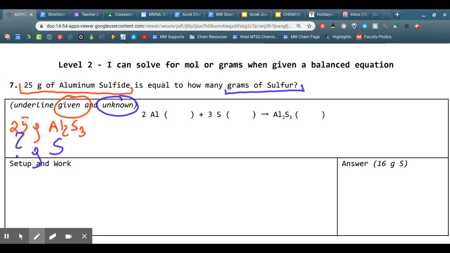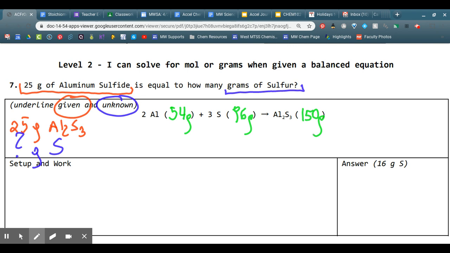Okay, so anytime you're in a kitchen, you need a recipe. Our recipe is a chemical equation. It's 2 moles of aluminum combined with 3 moles of sulfur to make 1 mole of aluminum sulfide. Notice those parentheses in there are for your balanced masses. They're not given here, so before we start setting up our equation, I'm going to figure those out. 2 moles of aluminum are equal to 54 grams. 3 moles of sulfur is equal to 96 grams, and 1 mole of aluminum sulfide is equal to 150 grams.